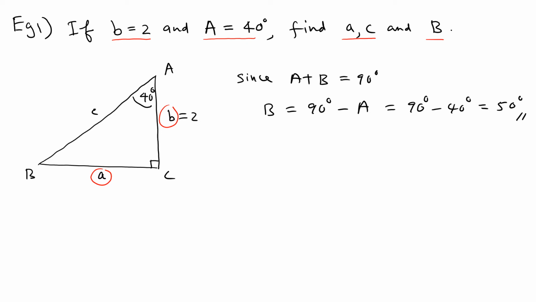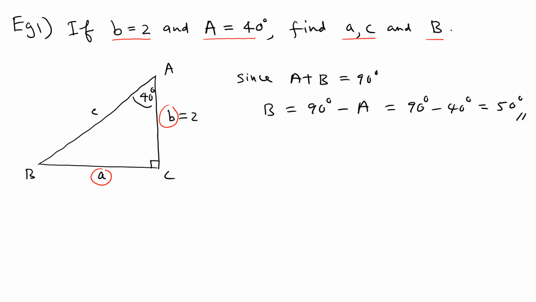And you can see that it won't be good to go with sine in this case, because if you try to write sine 40, a and c, we don't know both a and c. That means if you try to use sine 40, it's not going to help you because you have two unknowns. So that means we have to relate one unknown with one known through one of the ratios.